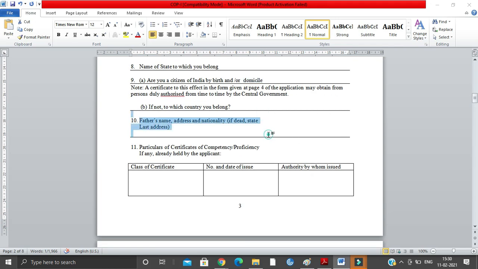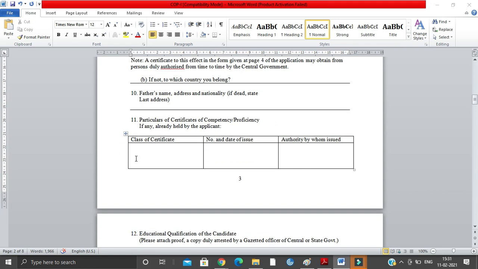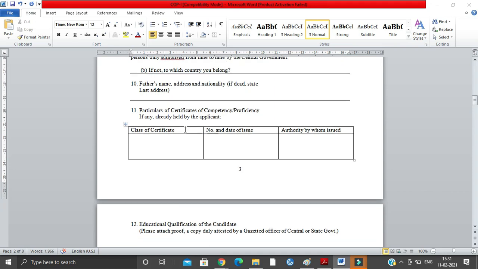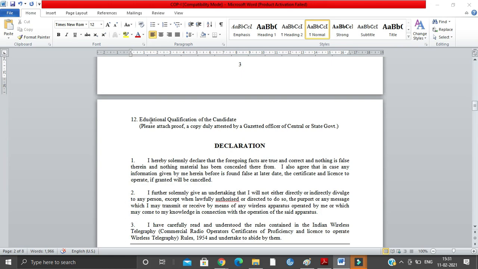On the right side you can put particulars of certificate of competency or proficiency, if any already held by the applicant. If you have any other license, like RTR or something like that, you can put here. Otherwise, leave it blank.